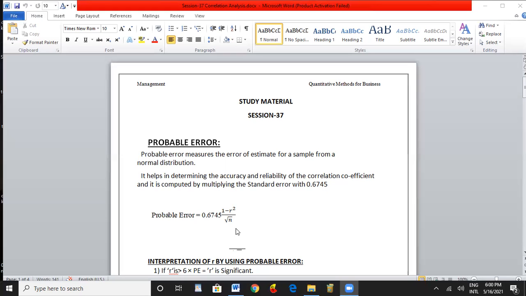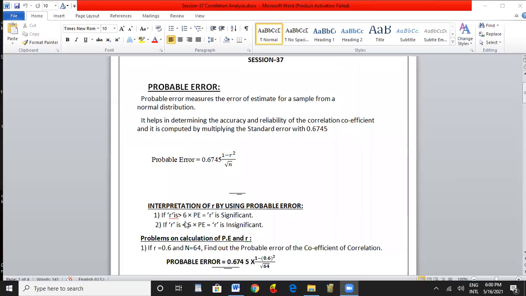This probable error is helpful for the management in the interpretation of R by using probable error. Say, if R is greater than 6 PE, where PE means probable error. By applying this formula, we will get the PE. If you multiply 6 into PE, and you get the value, you have to compare it with the R.